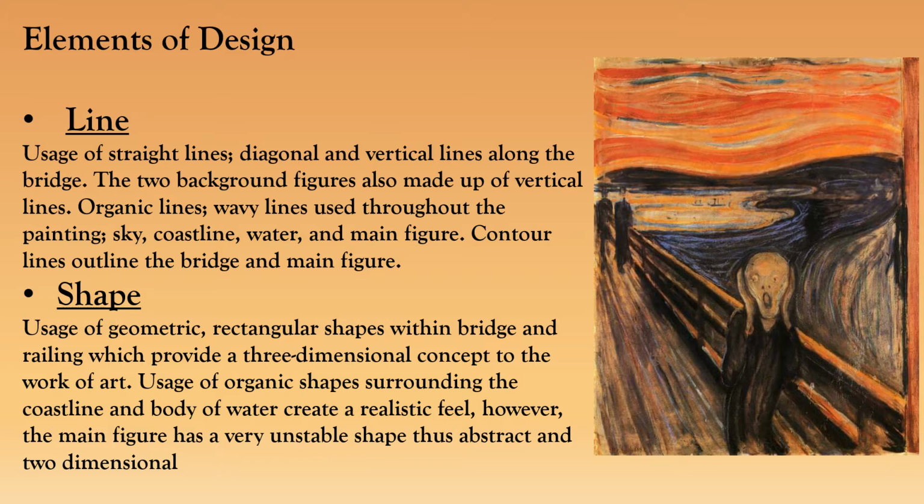For shape, this painting uses geometric rectangular shapes within the bridge and the railing, which provide a 3-dimensional concept to the work of art. The usage of organic shapes surrounding the coastline and body of water create a realistic feel. However, the main figure has a very unstable shape, thus it is abstract and also helps provide a 2-dimensional concept.